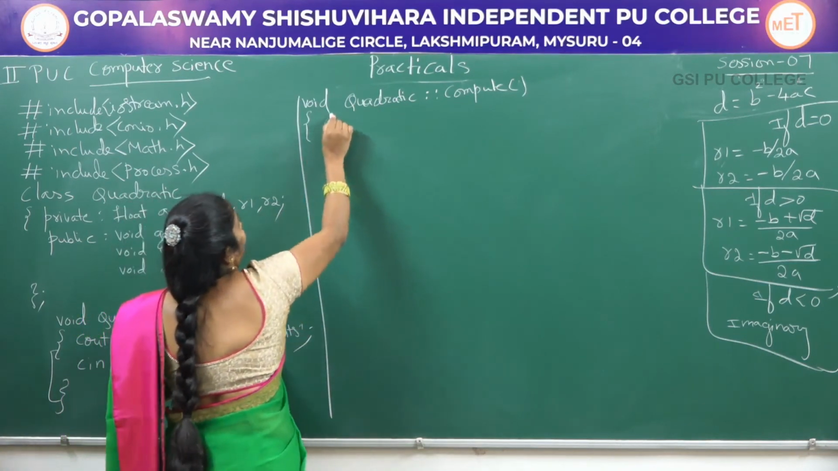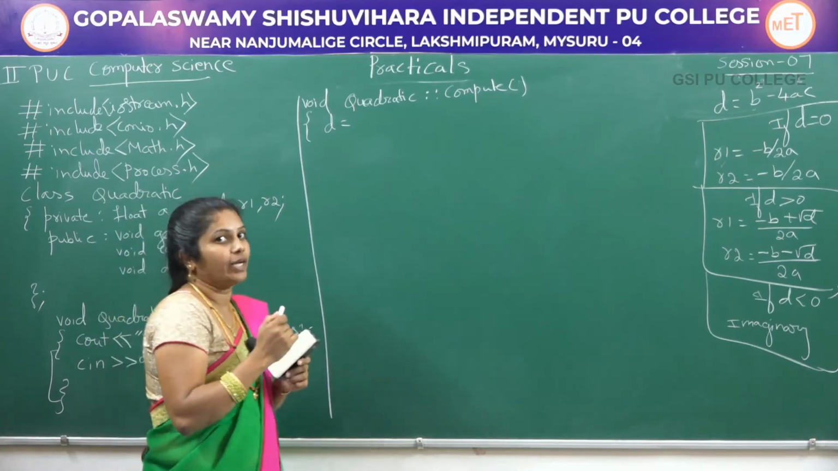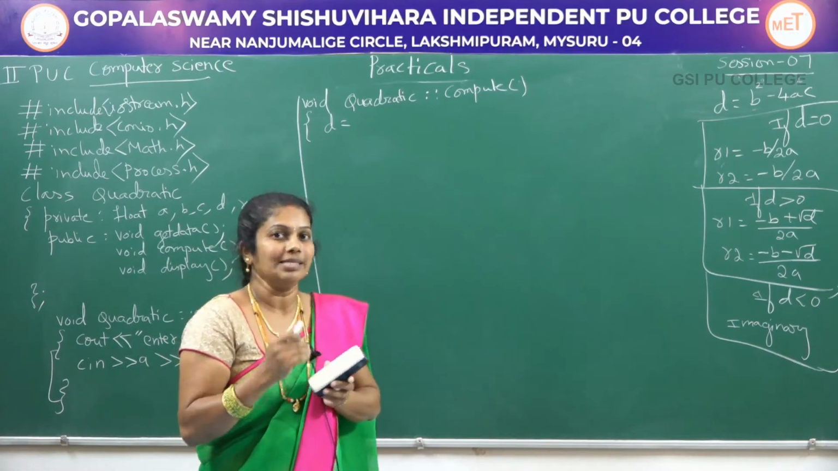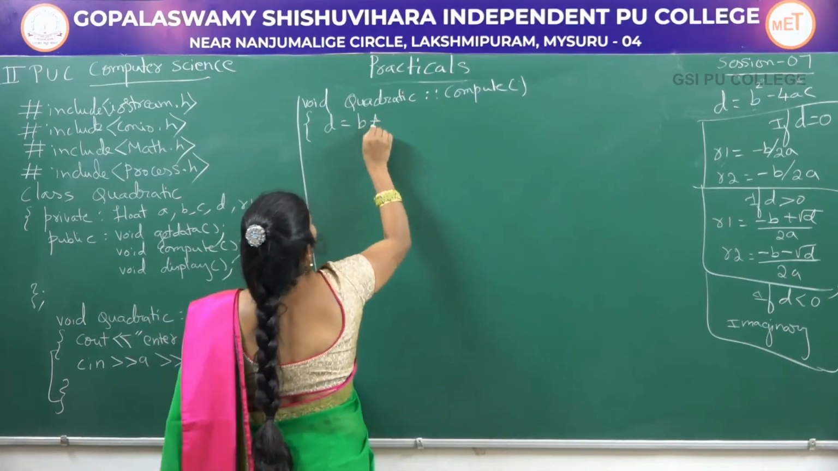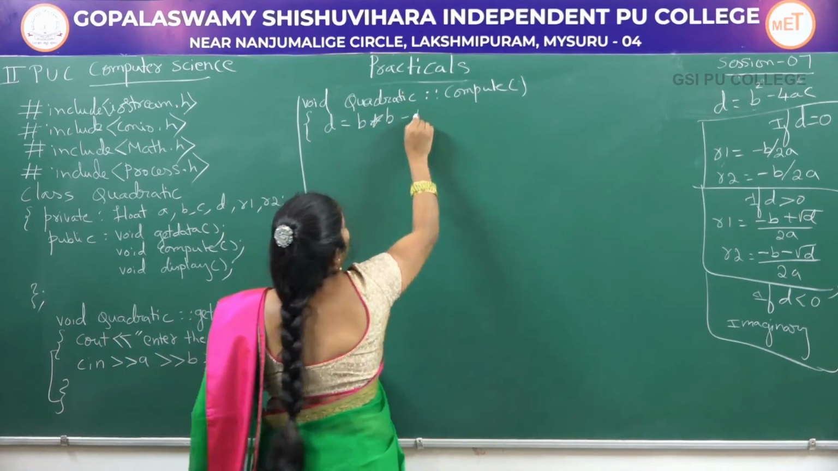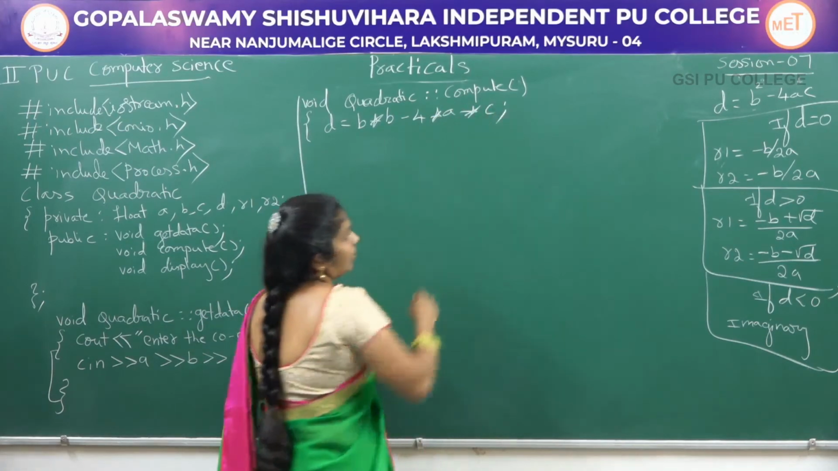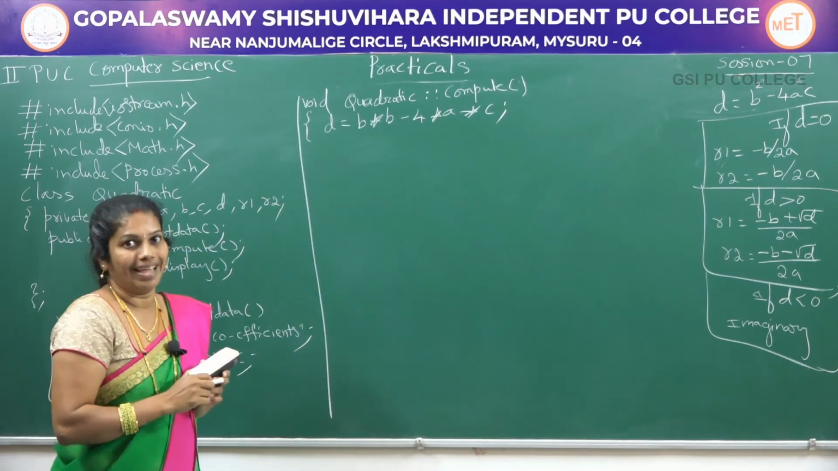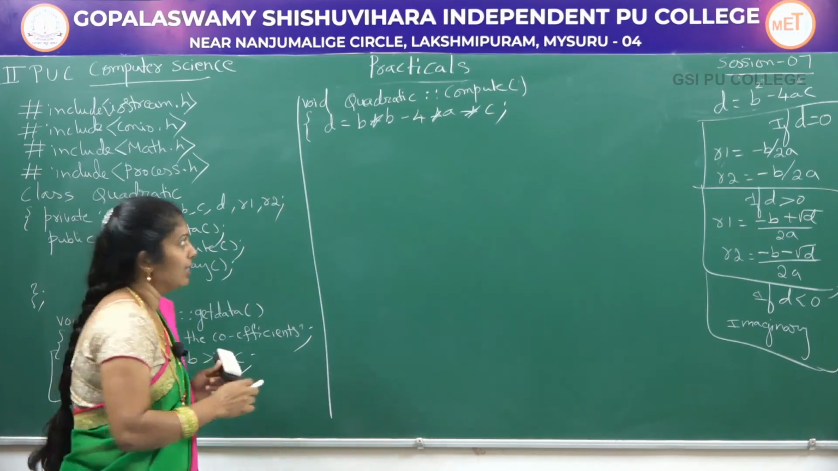That is d equals b square minus 4ac. Directly I cannot write b square minus 4ac in C++. Then what do I have to do? b into b minus 4 into a into c. That is b square minus 4ac. Then now write down the conditions one by one.